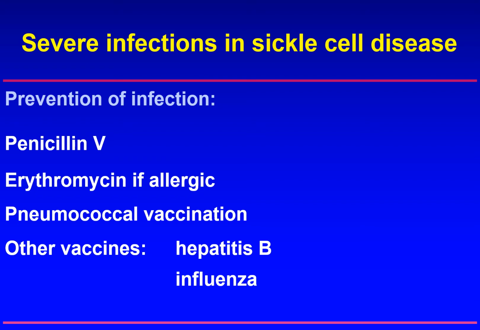So children get penicillin, they would get erythromycin if allergic, they get the pneumococcal vaccine. In addition, now again, hepatitis B is on the childhood immunization program, but that is something that they would get, as well as the flu vaccine every year.